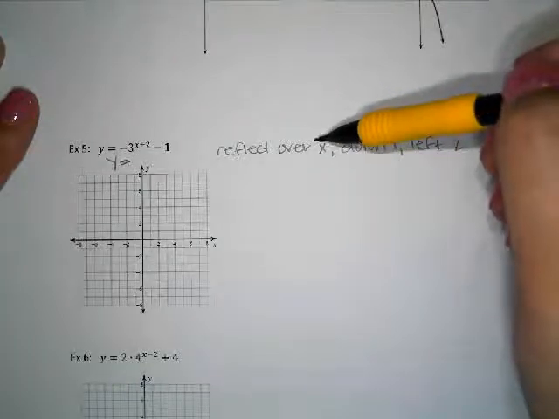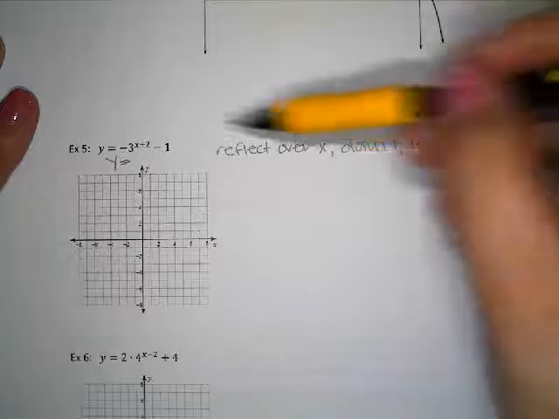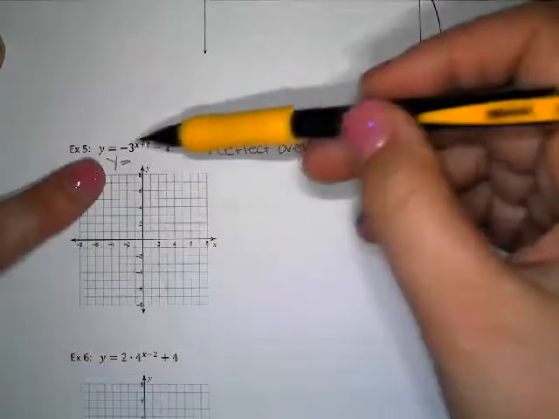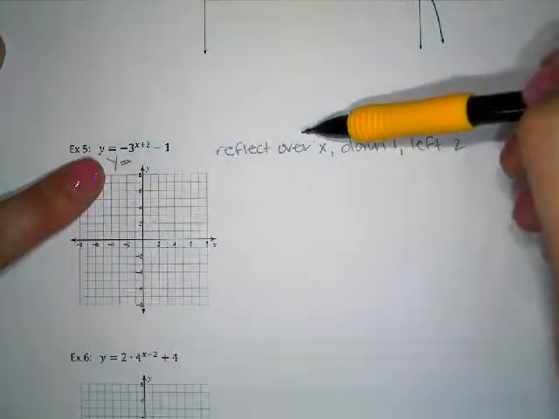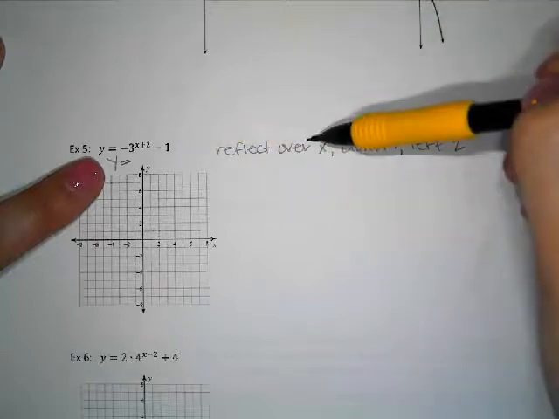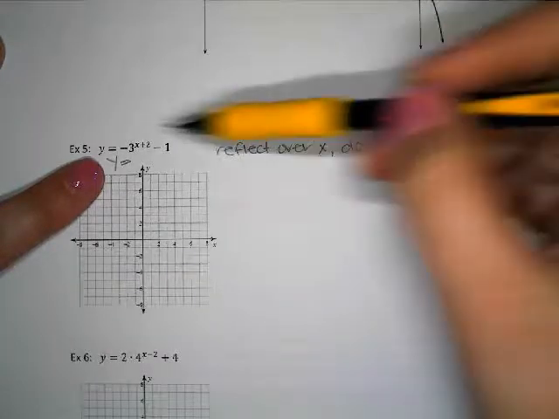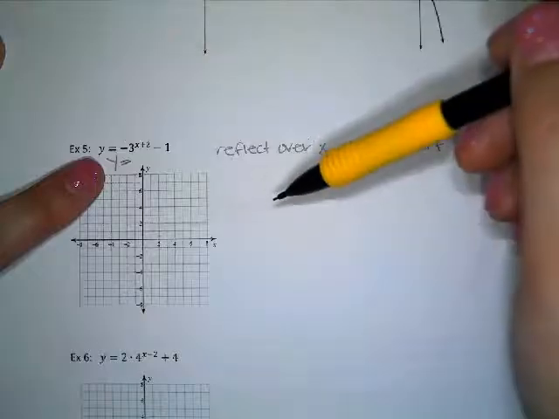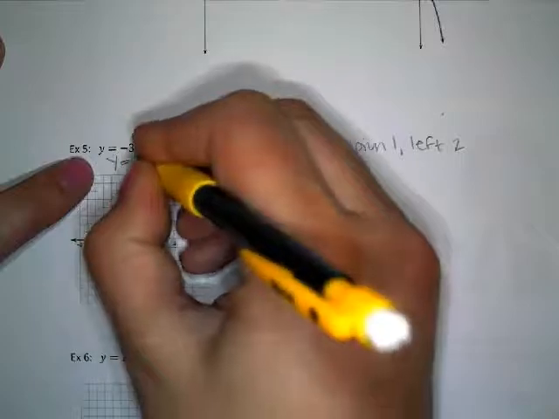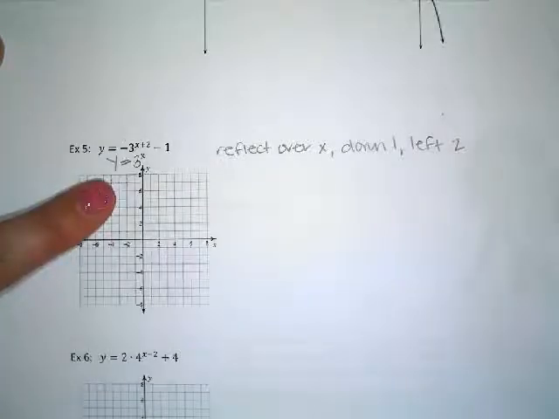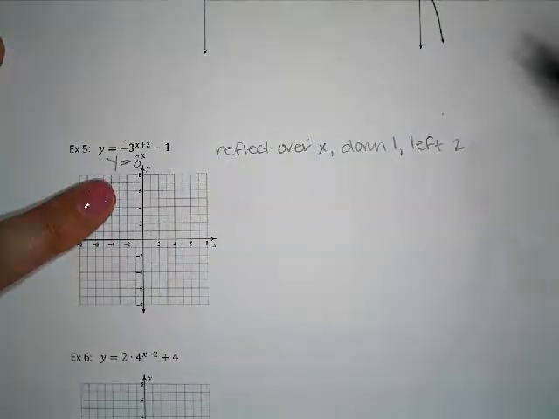Okay, if the negative is part of the base, then it's not a transformation. The negative is a transformation, so it's not part of the base. So what is the base? The base is 3. So the parent graph is 3 to the x. So is the 3 a stretch? No, because it's the base.